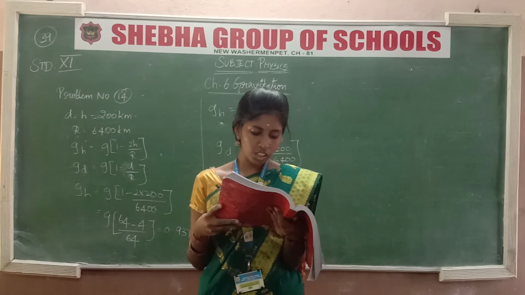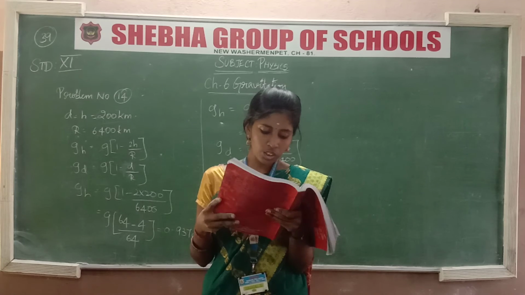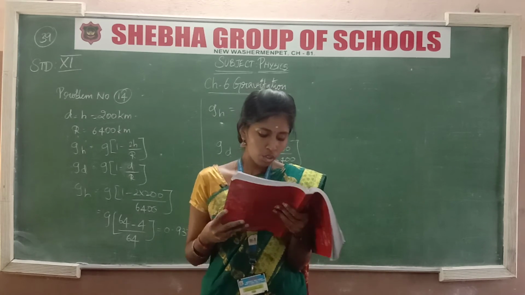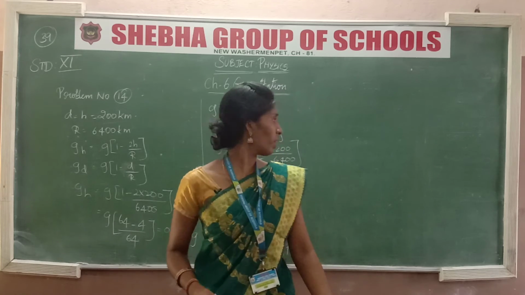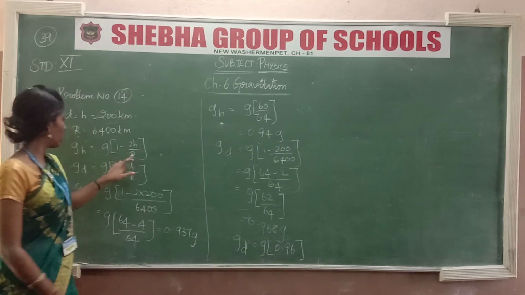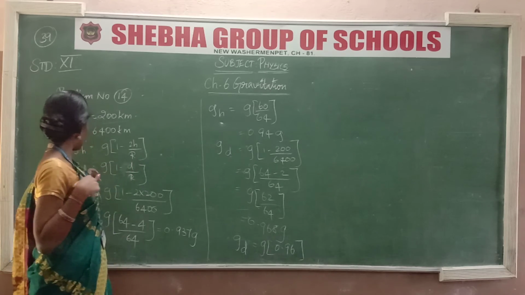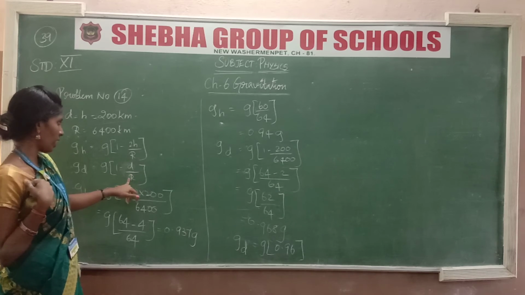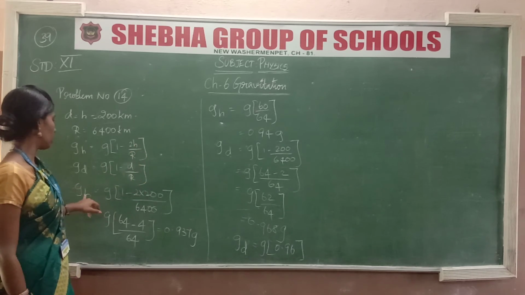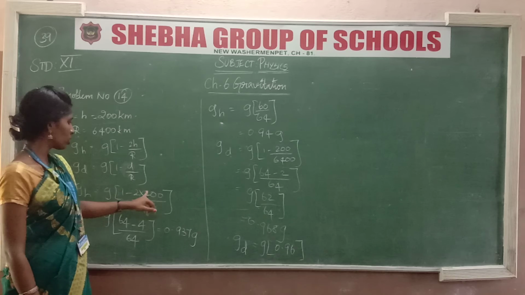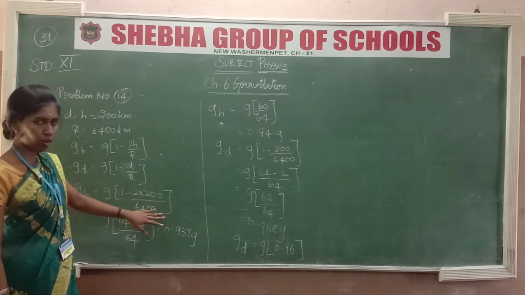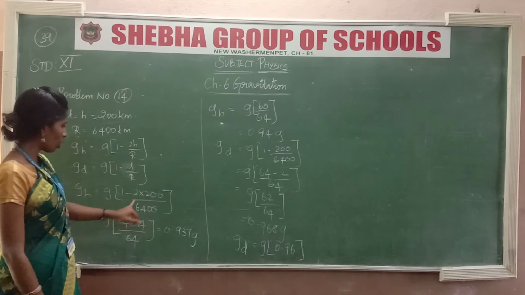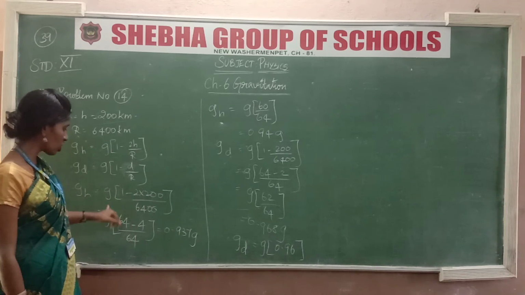So G height and G depth. First we find the value of G height, then we find G depth. G height is equal to G into 1 minus 2h divided by radius R, and G depth is equal to G into 1 minus d divided by R. So G height is equal to G into 1 minus 2 into 200 divided by 6400. Finally when we substitute, 1 minus 2 into 200, the total value is 64.